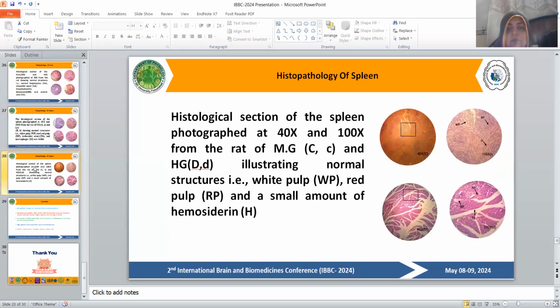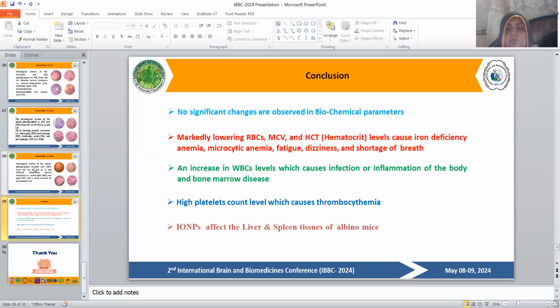In this slide, histopathological sections of spleen photographed at 40x and 100x from the rat of the medium dose group and high dose group, illustrating normal structures, that is white pulp, red pulp, and a small amount of hemosiderin. Here also, in this spleen, no disastrous histopathological changes were seen.